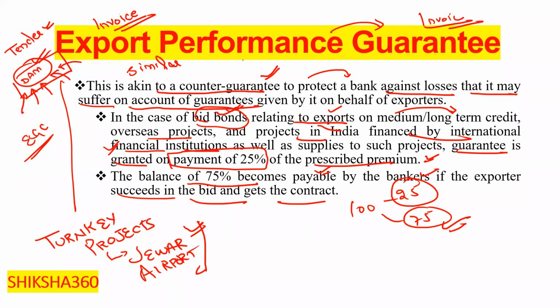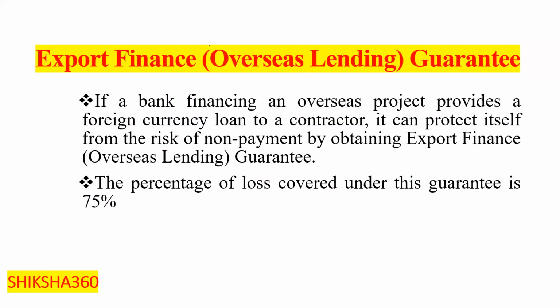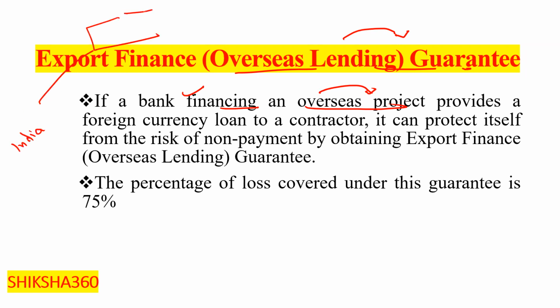Now the last one we have to discuss is the export finance overseas lending guarantee. Basically, if a bank is financing an overseas project, like India constructing an airport or a dam or any other major thing in Nepal, and funding is provided by, say, SBI or PNB.